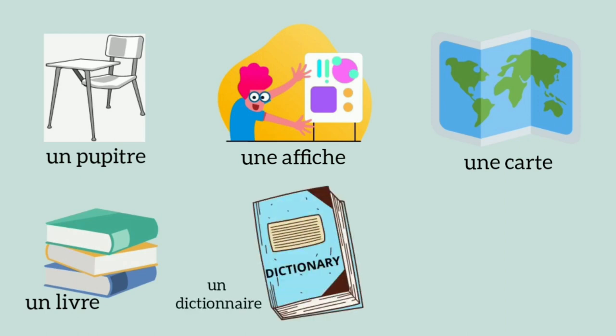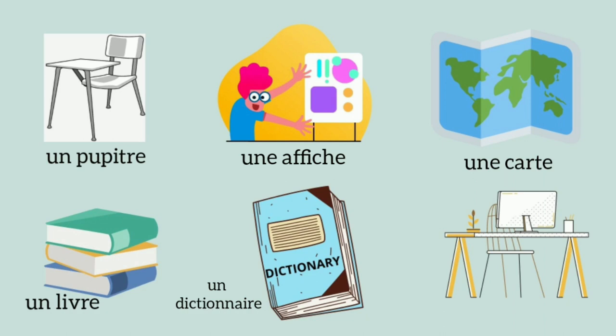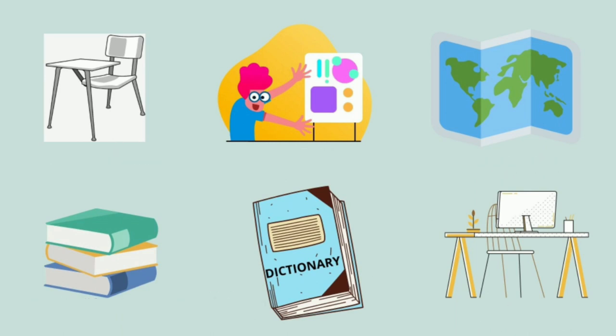Okay, because dictionary is something that we keep using. So dictionary is un dictionnaire. Un dictionnaire. Okay. Then next comes desk for the teacher. Okay, so the bigger one, it is called un bureau. Un bureau. Okay, bureau also has another meaning, which is generally office. Okay, so un bureau can be a desk or can also be office.